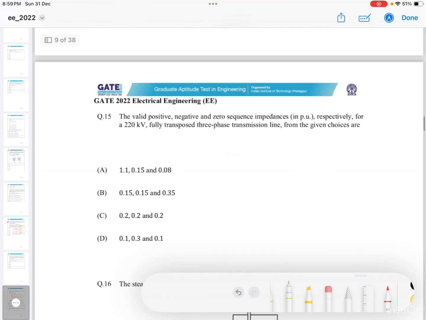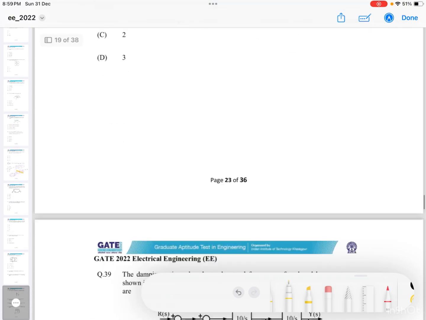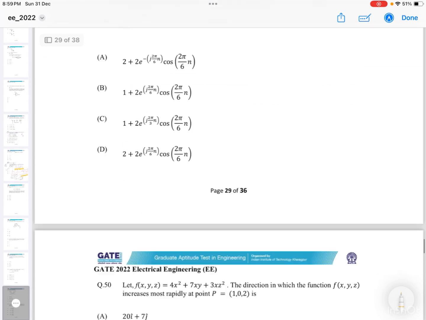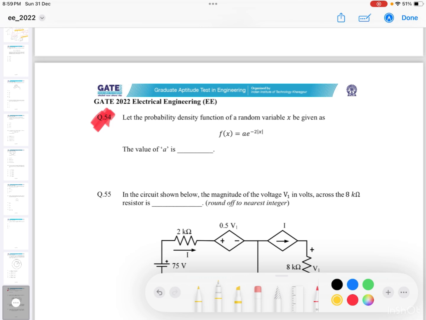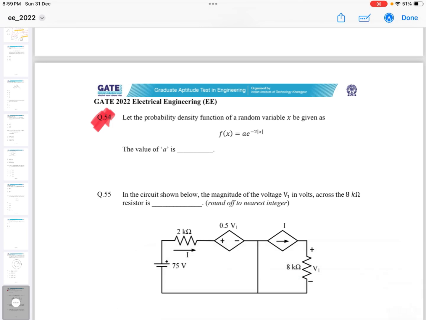Okay, now we have one more question, that is question number, I think, 54. So let's look at question number 54. Yes, so this one is based on the property of the PDF, probability density function. We are given the probability density function of a random variable x, and we have to find the value of this a, right? If you integrate through the complete range of this probability density function, then the complete area should be 1, right? So we are going to make use of this property, and we can find the value of a.